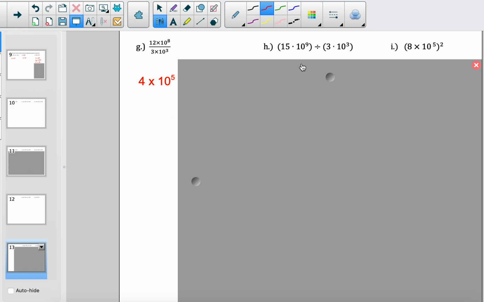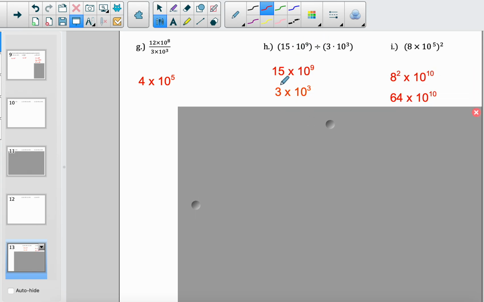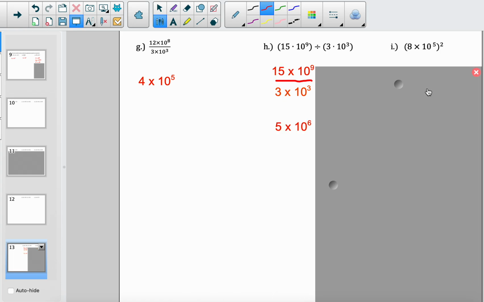On H, what would be good for you to realize here is that if this problem starts with this old school division sign, I would recommend writing your 2 expressions, 15 times 10 to the 9th divided by 3 times 10 to the 3rd, as a fraction, so you can realize what you really need to do here. 15 divided by 3 is 5, and 10 to the 9th and 10 to the 3rd, you're going to subtract 9 minus 3 and get 6.